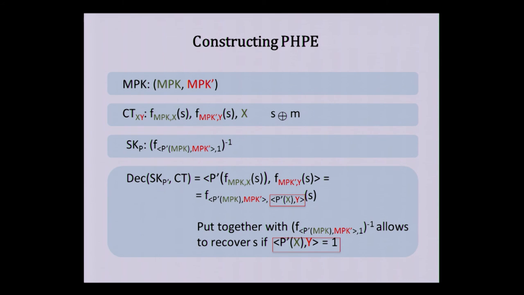So when the user performs the decryption, the user simply applies the predicate P prime to the collection of homomorphically given components corresponding to the public part, and then takes an inner product of that with the secret part. And put together, if the result of the computation is 1, then given the correct trapdoor function, the user can invert and recover S. Once the user recovers S, he can recover the message M and achieve the desired result.